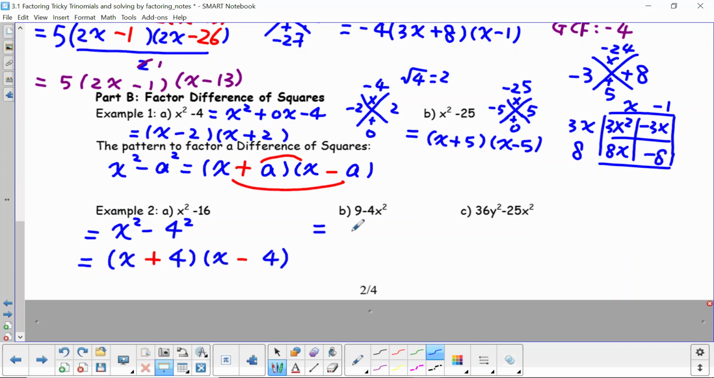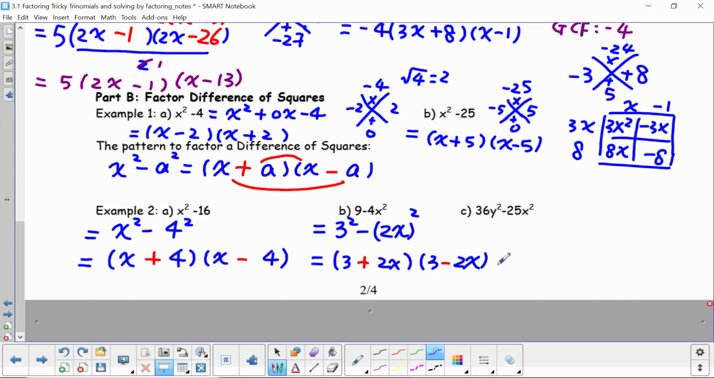So for this one, we are going to see 9 is which number squared? It is 3. Then 4 is which number squared? It is 2. x squared is x. So we put the square root of each term in the bracket. Then the answer will be, we put the square root in the bracket and 1 plus, 1 minus. So 3 times 3 gives you 9. 2x times negative 2x gives you negative 4x squared. The middle, positive 6x minus 6x gives you 0.